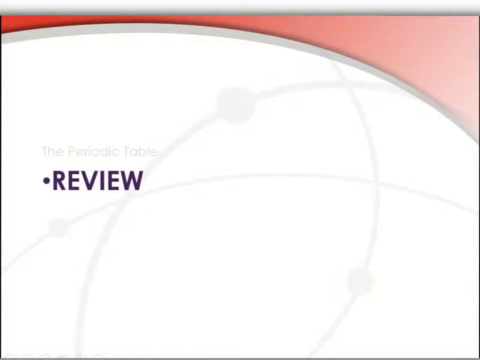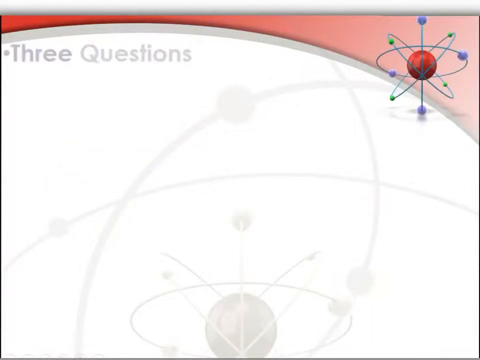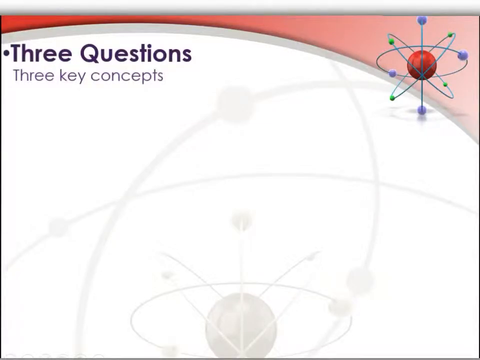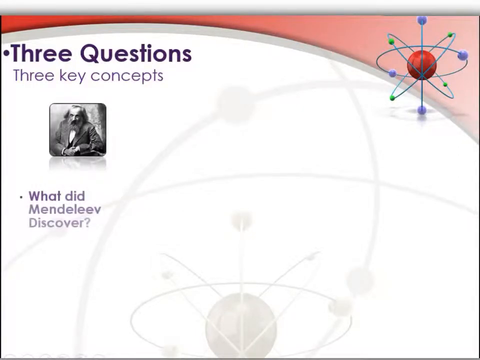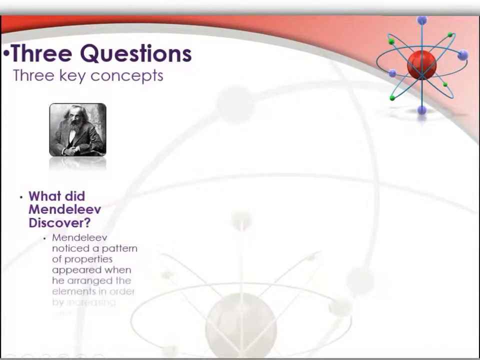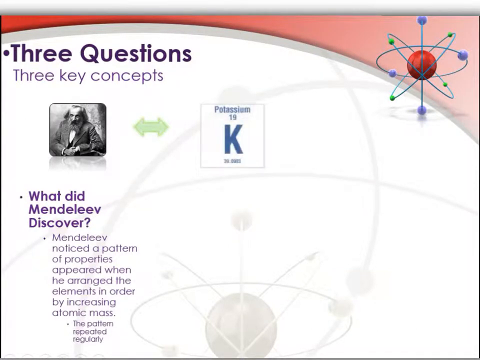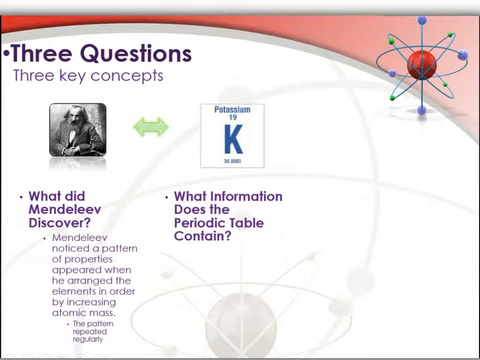So let's review. We had 3 questions and 3 key concepts. First, Mendeleev. What did he discover? He noticed a pattern of properties that appeared when he arranged the elements in a certain order. The patterns repeated themselves.